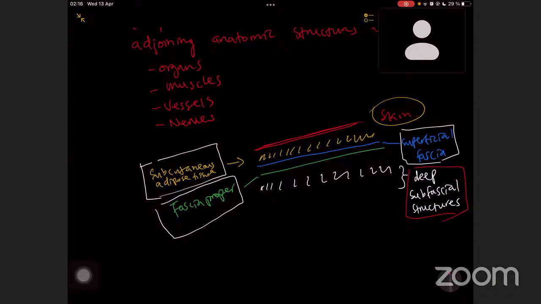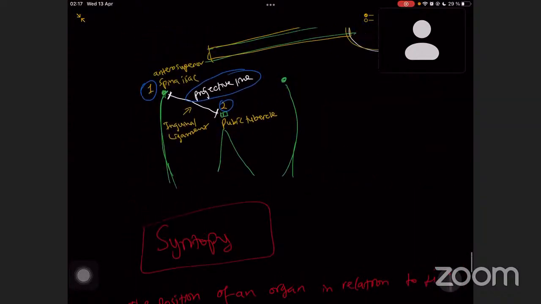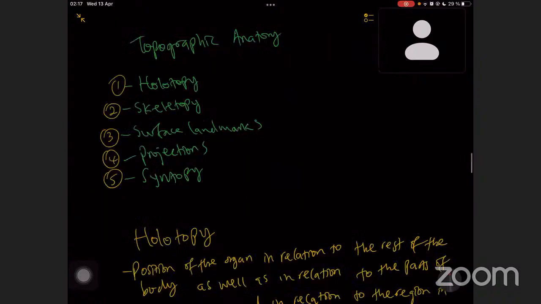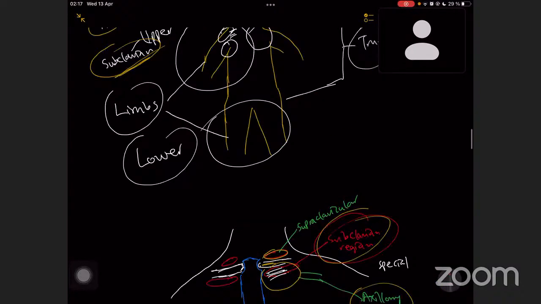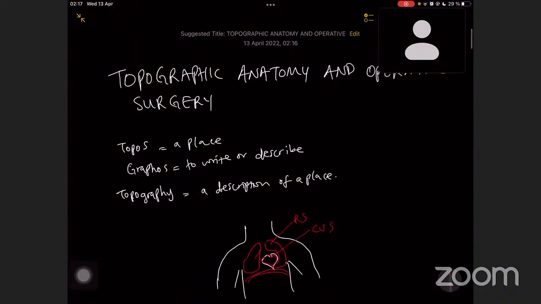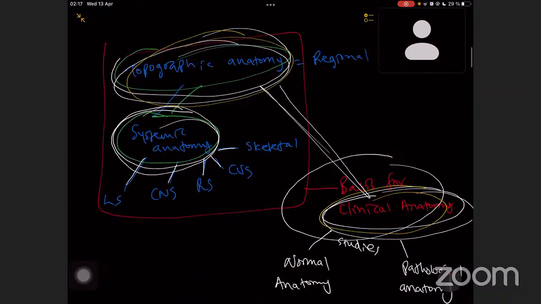So we pay very careful attention to all these terminologies. They help us to navigate in describing topographical anatomy. This is definitely very important, and I hope it was helpful for all of you.